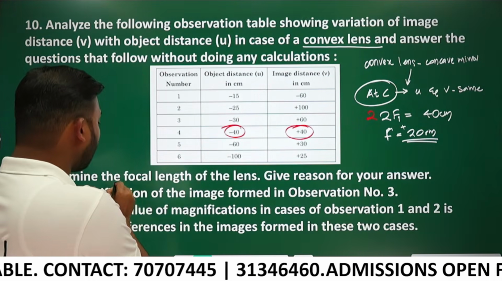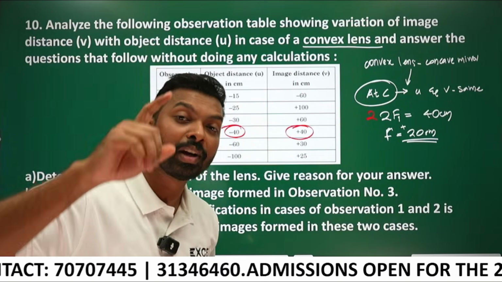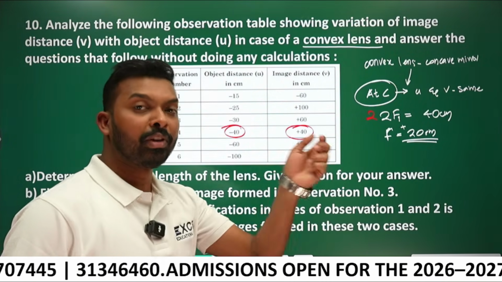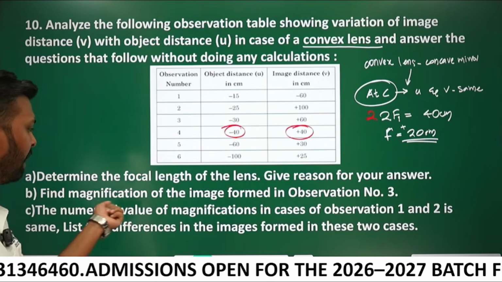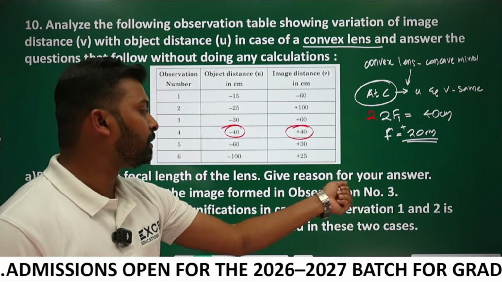Okay, finding the focal length will give you 1 mark, and giving the reason will give you 1 mark. Next question. Find the magnification of the image formed in observation number 3.